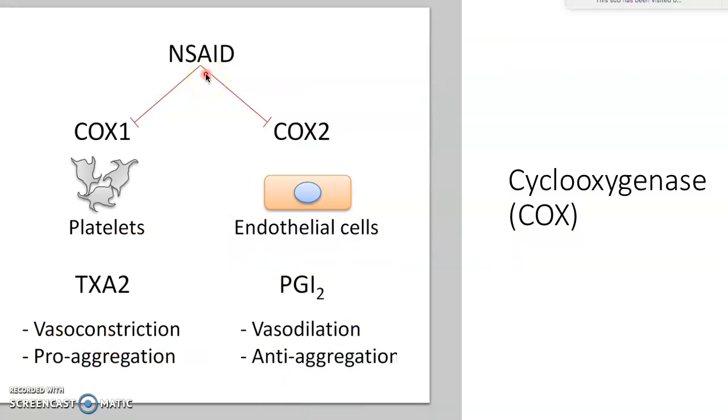So here, NSAIDs can block COX-1 and COX-2 enzymes. Sometimes they block them evenly, and we call those non-selective NSAIDs. And sometimes they'll be heavier to one side or the other, so they might be COX-1 specific or COX-2 specific. They're going to work on both enzymes, but they just may work on that one enzyme more than the other. And why does that even matter? Well, nobody wants a heart attack and stroke, I don't think.